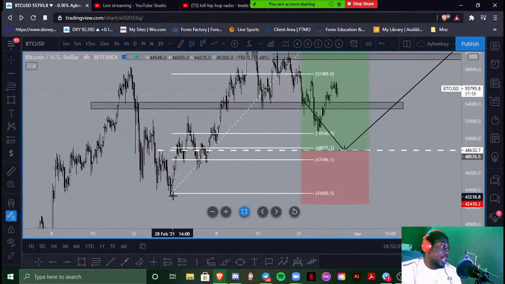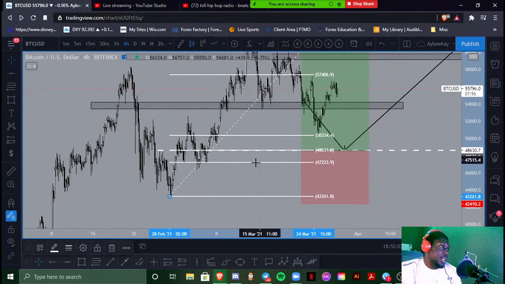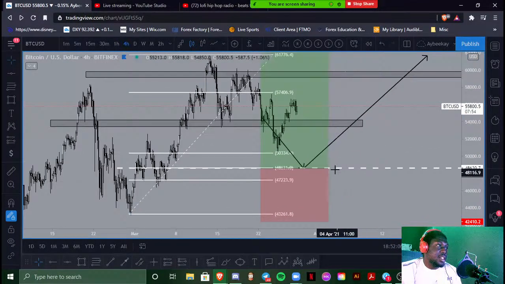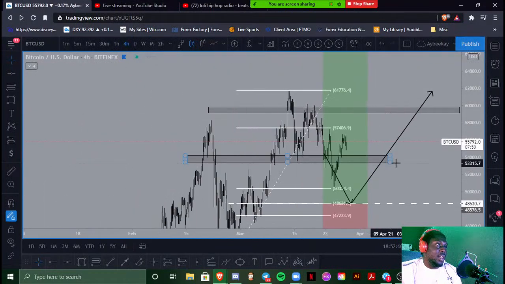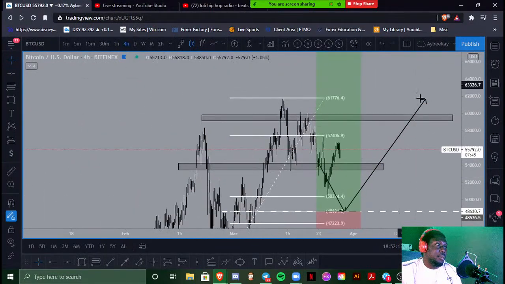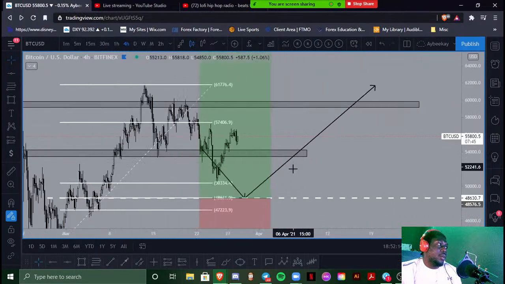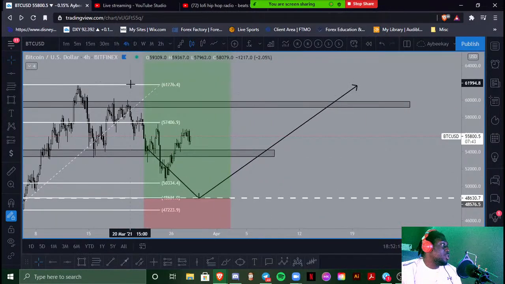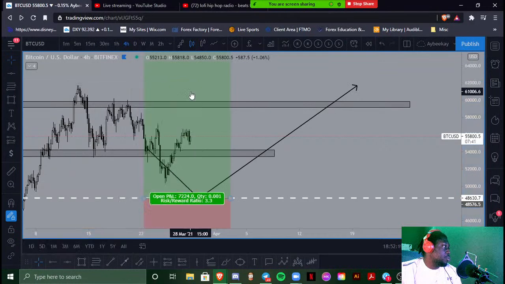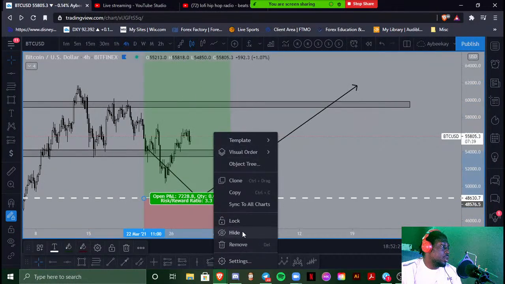Like, I need this entry right here, from this swing low to that swing high, retrace, come right here to 48,000 area, and then let's go and make higher highs to 64,000, baby. That's what I'm looking at for Bitcoin. Let me do a zoom in. Let me zoom into what price is doing currently.